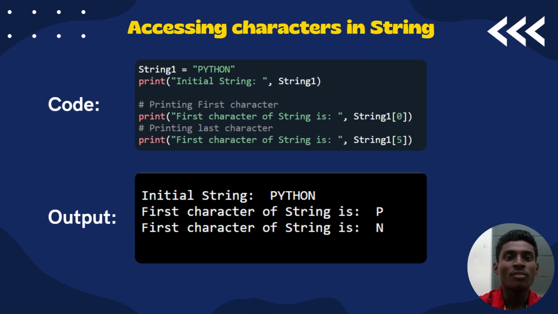Now, accessing the characters in strings: we can see the code where string1 is given the input Python. Then, in the next print statement, we print the initial string by using string1 as the output. As you can see, the output is given as initial string Python. So you can access the first character of the string as P. You have to assign your index, for example string1[0], and print it, so the first character of the string is P and the last character of the string is N.